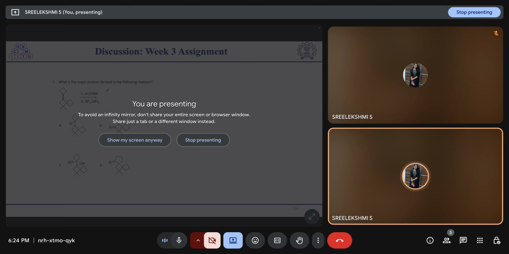Now the next question: what is the major product formed in the following reaction? This particular compound is treated with MCPBA and in the second step with BF3 etherate. Which will be the major product forming here?